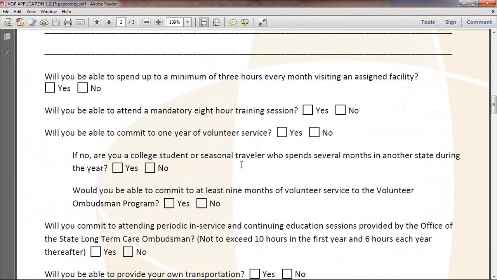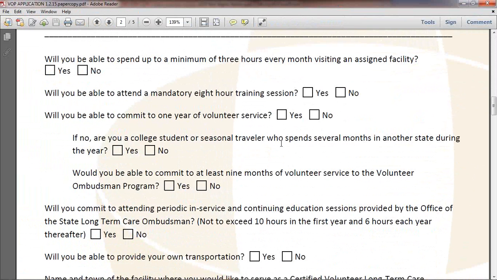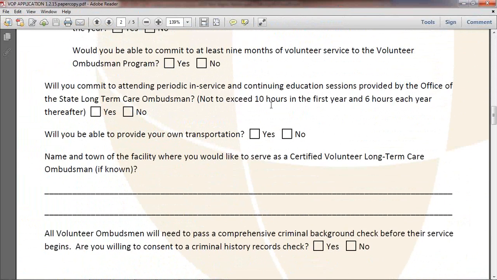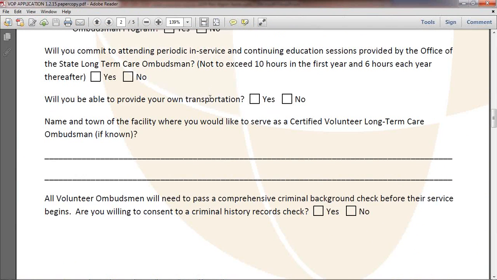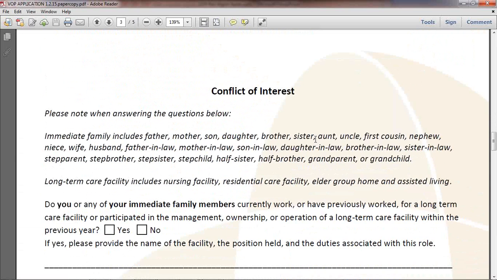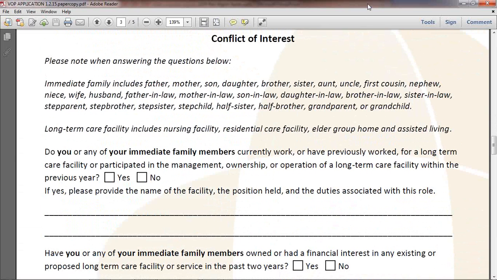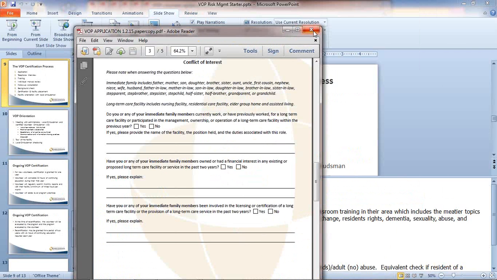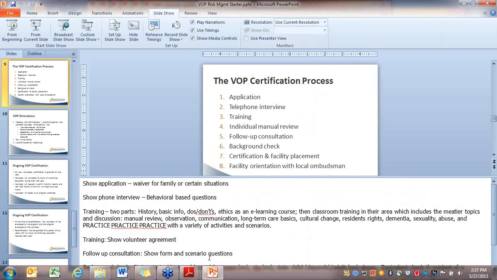We want to make sure that they say they can complete the minimum requirements. We ask them to do 3 hours a month at minimum for at least a year. That they have a way to get to the facility, that they can attend training and those sorts of things. And then the rest is essentially a conflict of interest screening and a signature page. And I believe Amity will or has posted all these on the NORC page, so you can take a close look at them as well.